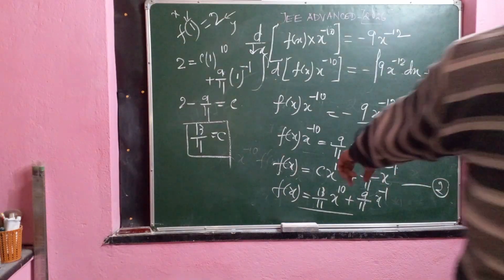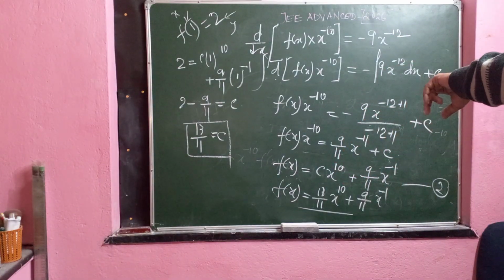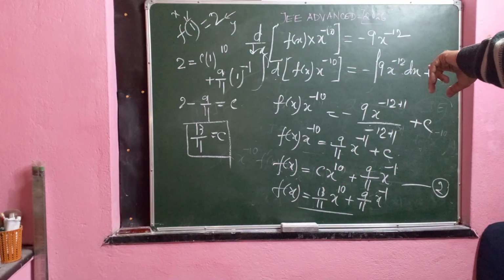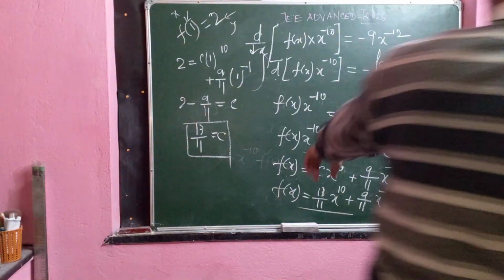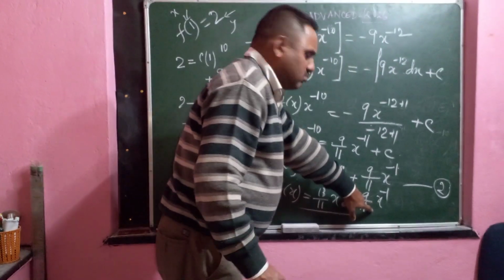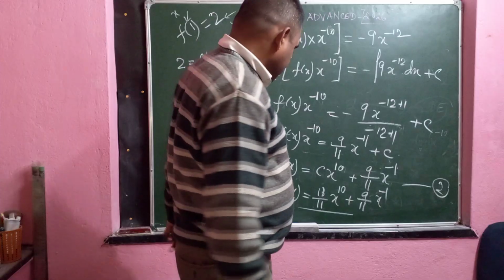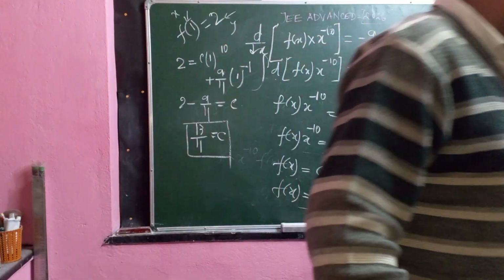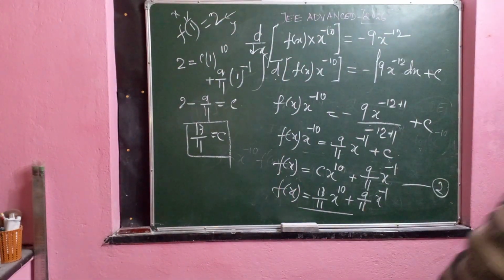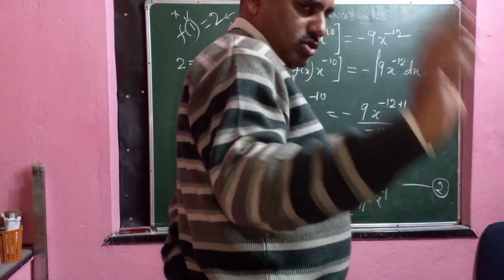And let's see the options. Yes, 13 by 11 x to the power 10 and 9 by 11. So option B will be the correct option. Is it a single option correct? Okay.